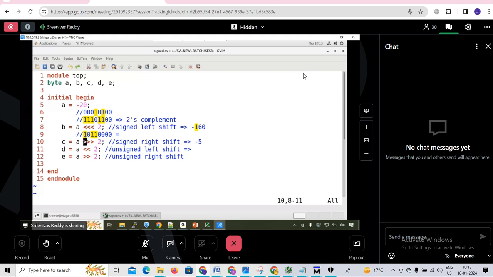Whereas in this case, it will be proper, because when it shifts these numbers, it retains this one, it retains that one. So what will happen? These 2 zeros will go out.